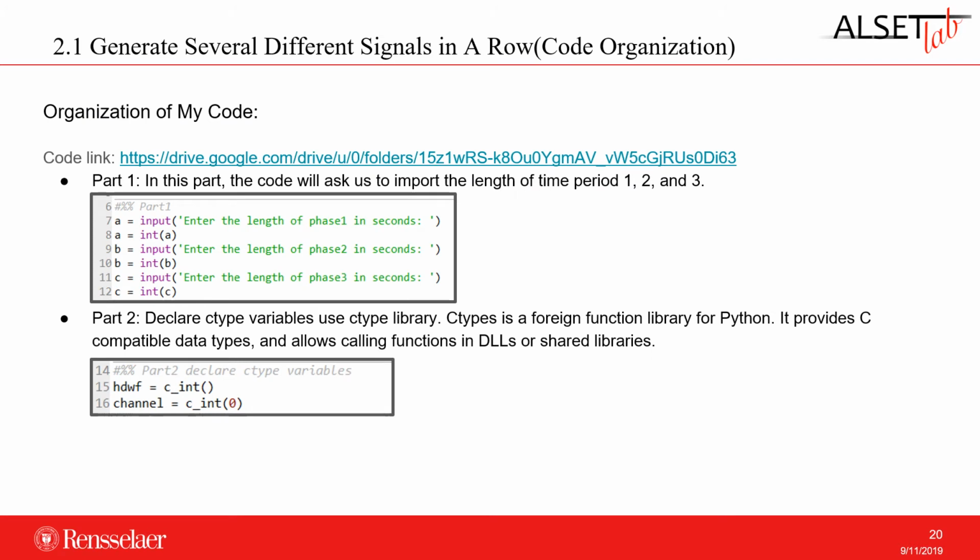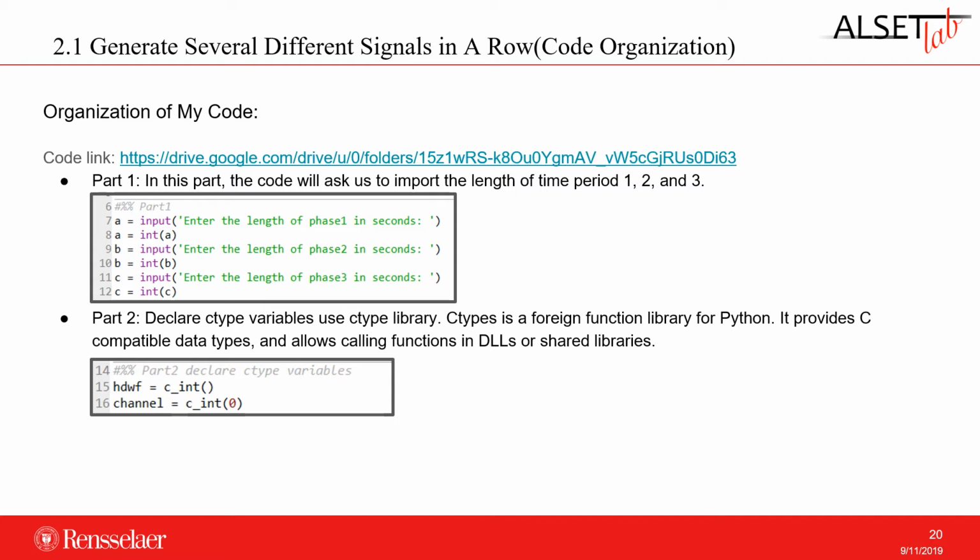For the first part, the code asks users to input 3 values A, B, and C. All these values correspond to the time length of different phases. For example, if I input 5 to the variable A, it means that the first phase, which corresponds to the sinusoidal wave, will last for 5 seconds.